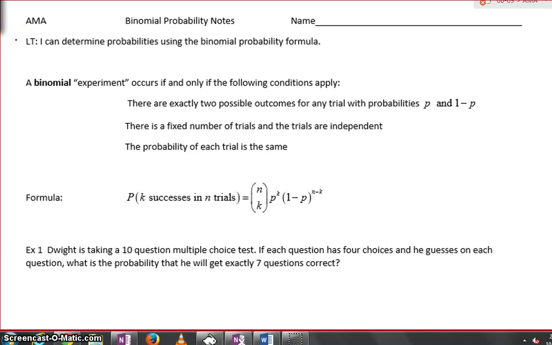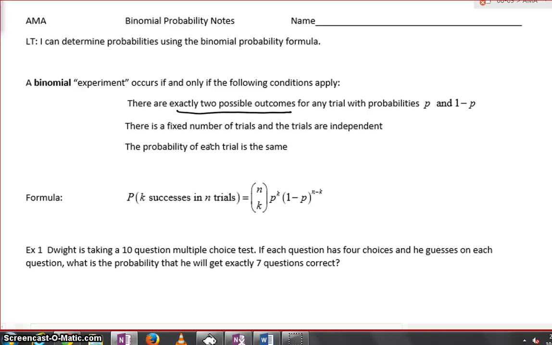Here we go with binomial probability, our last lesson. A binomial experiment, you can read right here at the top of the notes, occurs if and only if the following conditions apply. There are exactly two possible outcomes. That's where that bi prefix comes into play. Either you have a success or you have a failure. The success will be designated with probability P, a failure with 1 minus P. There is a fixed number of trials, and the trials are independent.